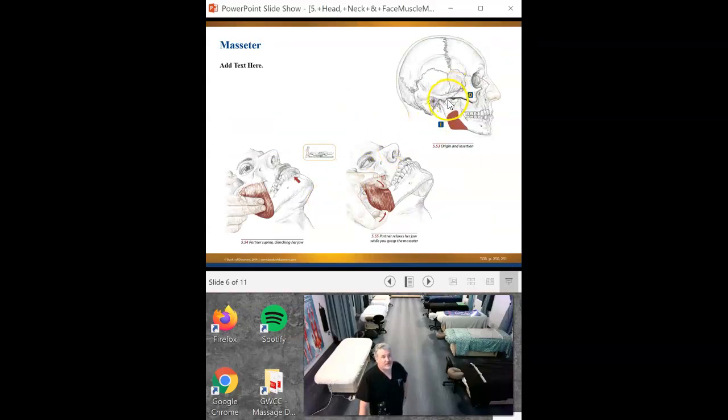This is just a nice diagram of the origin and insertion. The origin is mainly on the zygomatic bone, but it's on the whole zygomatic arch. And then it inserts down in here into all this jaw. So it really glues onto the jawbone in a really strong way. Right in here. Very powerful. Kind of going back diagonal slightly.